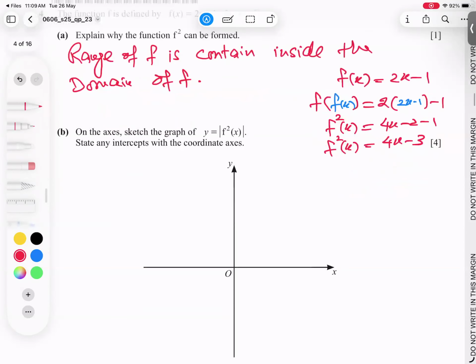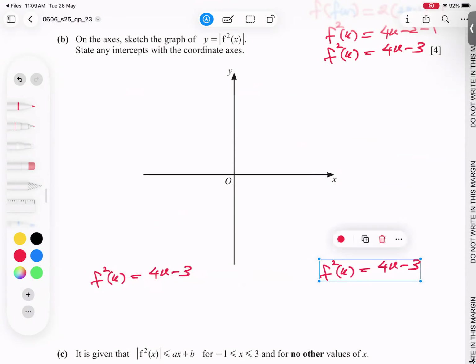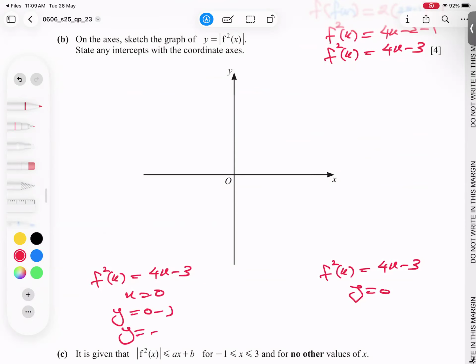Now I will take it and I will take this equation. All right. 1 time x 0 and 1 time y 0. When I plug in x 0, so y is equal to 0 minus 3, I get negative 3. And when I plug in y 0, I mean this completely 0. So 4x minus 3 and x becomes 3 over 4, 0.75 basically. So students, let's try to do this kind of question.